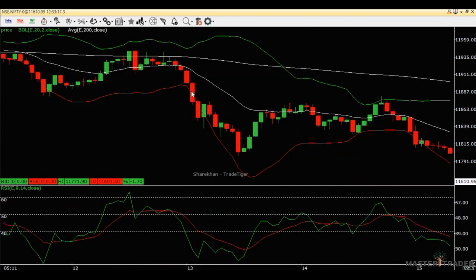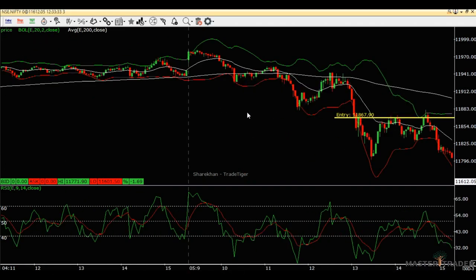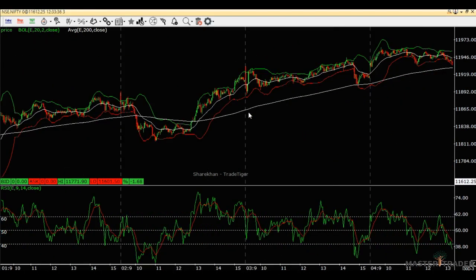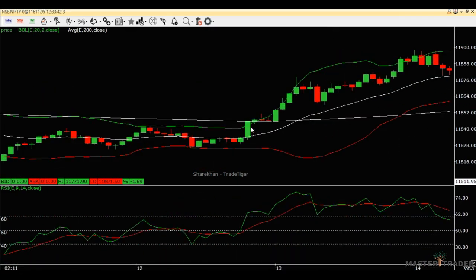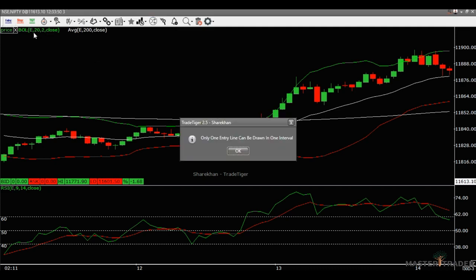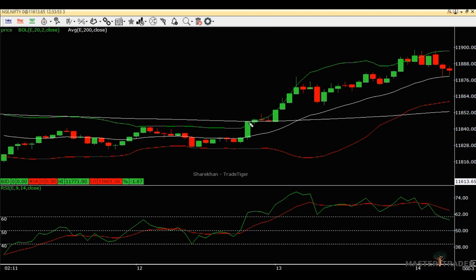As you can see here, this candle has closed below the lower band, so I will sell below this candle low. Okay, and let's look at a buy example. Can we see this green candle has closed above the upper Bollinger Band, this green line? So I will enter above this candle high. That will be my buy area, my buy setup.